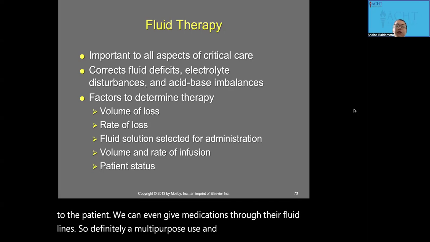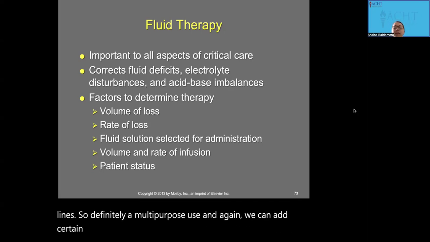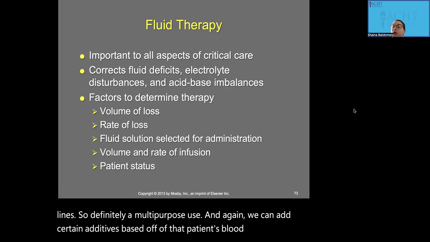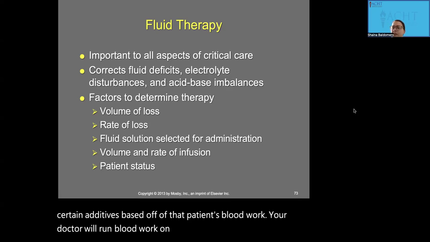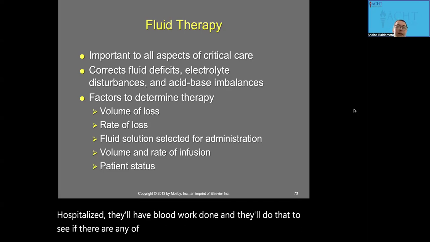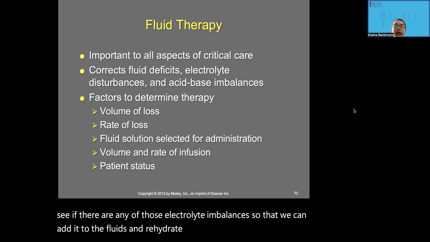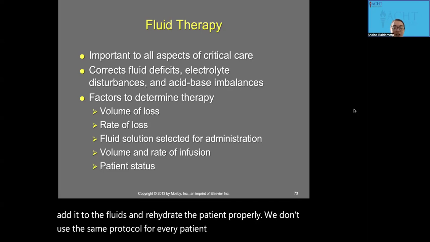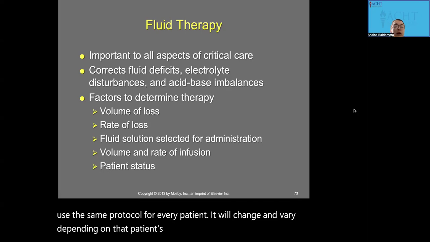And again, we can add certain additives based off of that patient's blood work. Your doctor will run blood work on any pet that's going to be hospitalized, to see if there are any of those electrolyte imbalances, so that we can add it to the fluids and rehydrate the patient properly. We don't use the same protocol for every patient. It will change and vary depending on that patient's condition, what's going on with that pet, and what it is that we're treating.